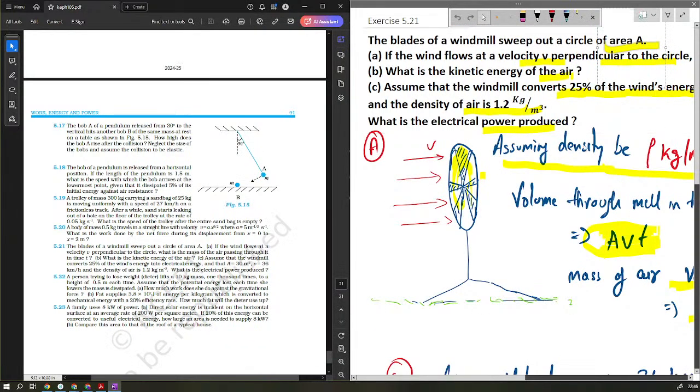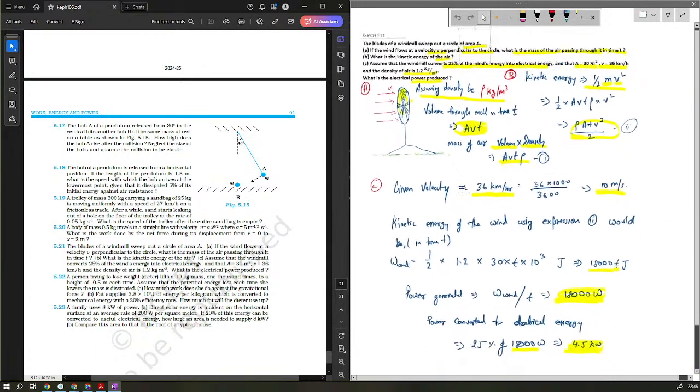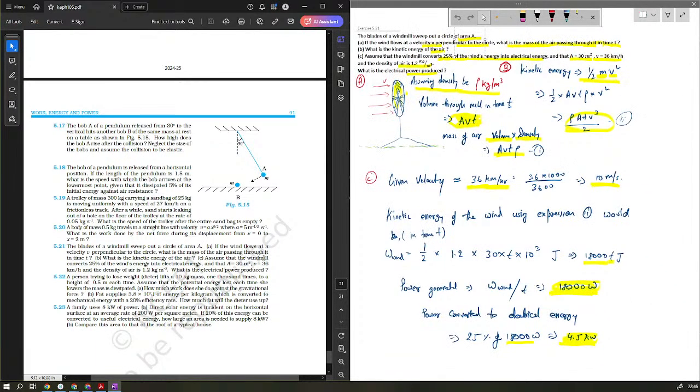So in the 21st question, we have the blades of a windmill sweeping out an area A, if the wind flows at a velocity v perpendicular to the circle. What is the mass of air passing in time t? What is the kinetic energy of the air? Assume the windmill converts 25% of the wind energy into electrical energy, A is 30 meters square, v is the speed of the wind in kilometers per hour, and the density of air is 1.2 kg per meter cube. What is the electrical power produced?